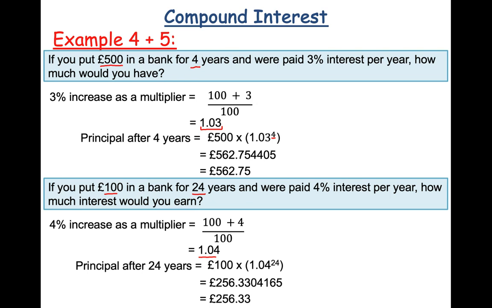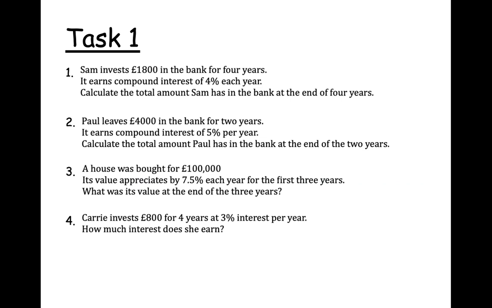So now you'd have to find the difference between your principal amount, how much you put in originally, and how much you've come out with. So you do what your total is, which is 256.33, subtract your principal amount, which was 100, and you end up with your interest earned over 24 years with 4% interest of £156.33. So pause this if you need to catch up to copy it down. Okay, moving on. I'd like you to pause this video and have a go at these 4 questions.